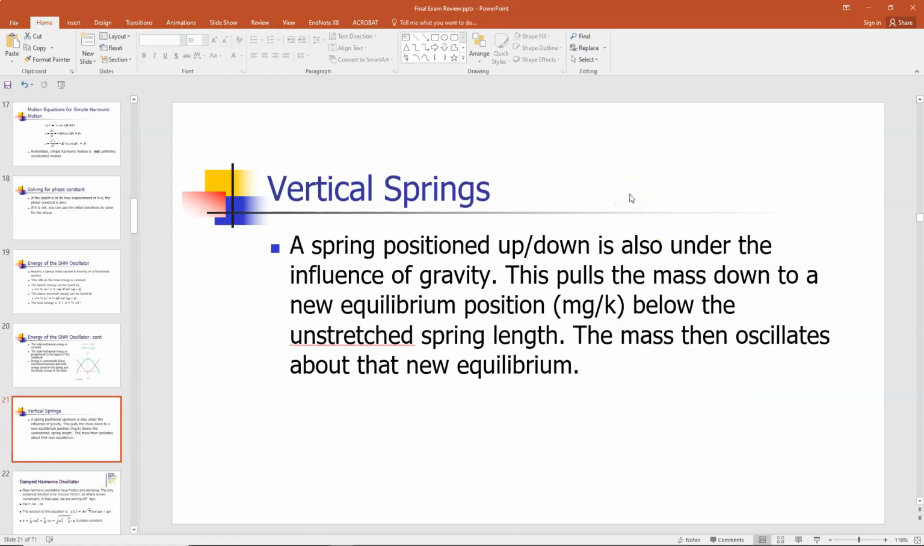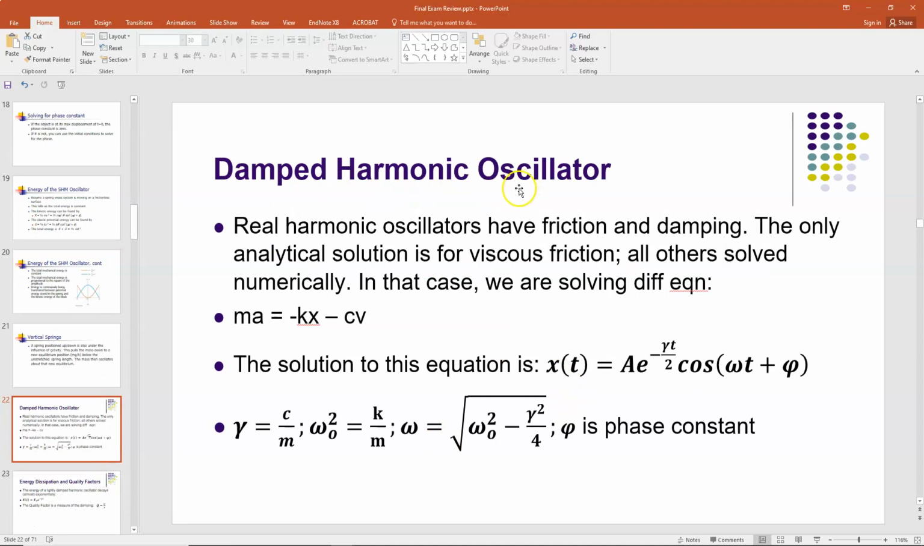Remember that if you had a vertical spring hanging under the influence of gravity, what that's going to do is change the equilibrium position of the mass to be mg over k below the unstretched spring length, okay? Below, if the mass is, say, suspended from a spring attached to something vertical. If it's a spring attached to a table and the mass is above the spring, then it would be depressed from that there, okay? Now, the mass is going to oscillate about that new equilibrium.